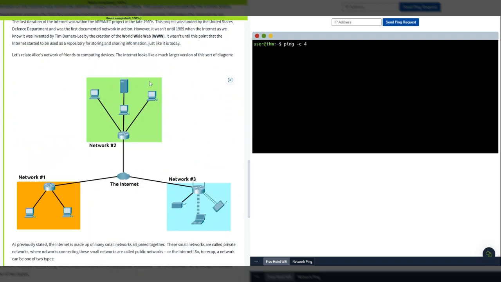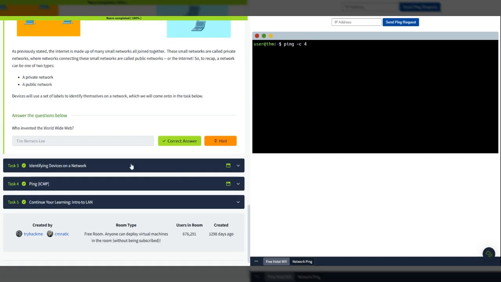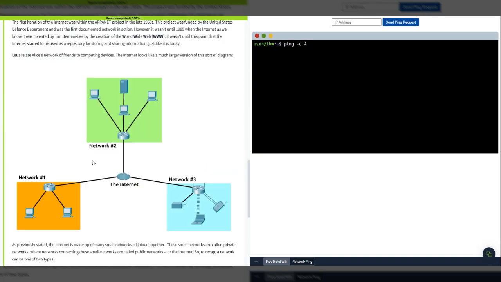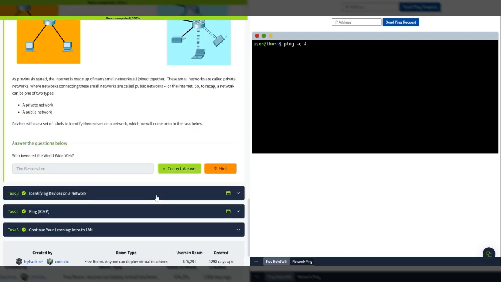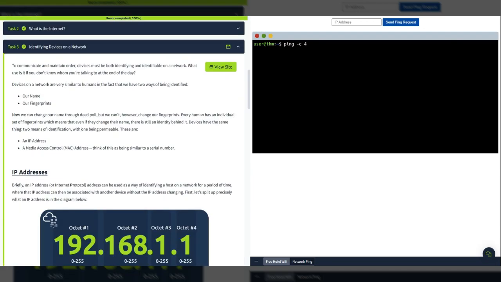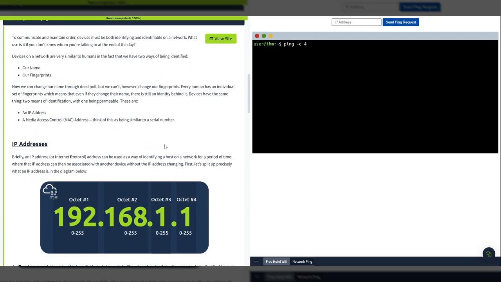And then I liked this diagram down here because it made more sense on what the internet was, how different networks connected together is what created the internet. And the answers are pretty self-explanatory. It was basically in the read-in. So I really honestly didn't even need to watch the video, but I just wanted to be sure I knew what was going on.